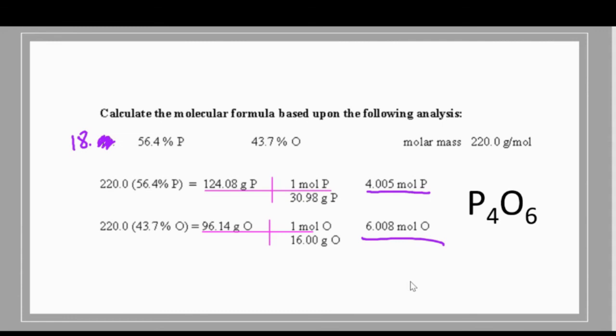219.88. I'm going to call that a win. 219 is pretty much 220. We have found the formula. Again, we used the percentages right on the mass of the molecule to simplify some of the steps.